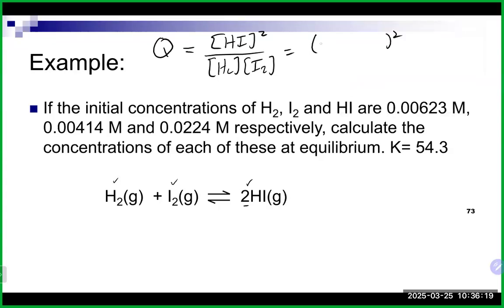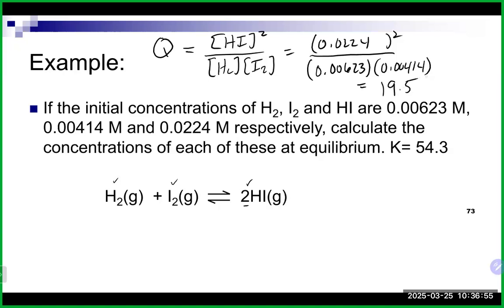So that's actually 0.0224, looks better, divided by 0.00623 and 0.00414. So we calculate Q in this case, and again, we should really do it. This is the second situation, as we talked about with Q, where you should do it if you're given the initial concentrations of everybody, just to verify you're not at equilibrium. And once again, it'll also help us understand which way we need to go. So we got like a 19.5 for our Q.